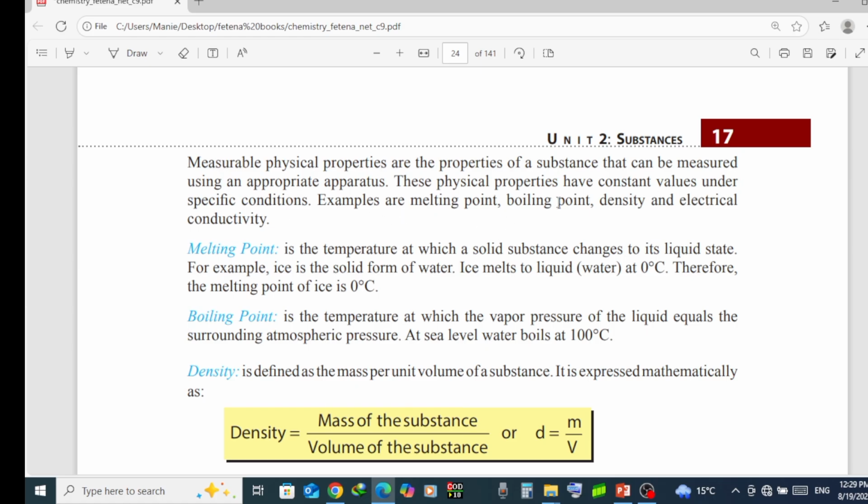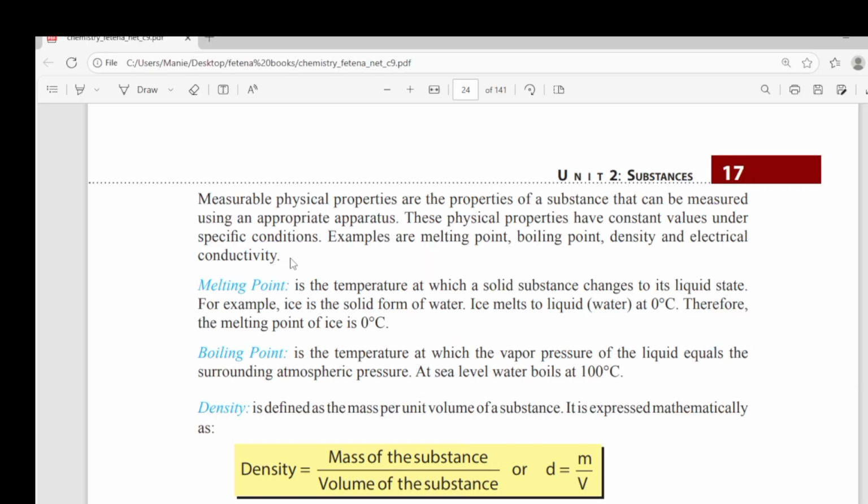Examples are melting point, boiling point, density and electrical conductivity. So the measurable physical properties are the properties of substance that can be measured using an appropriate apparatus. These physical properties have constant values under specific conditions. Examples are melting point, boiling point, density and electrical conductivity. So these are measurable physical properties.